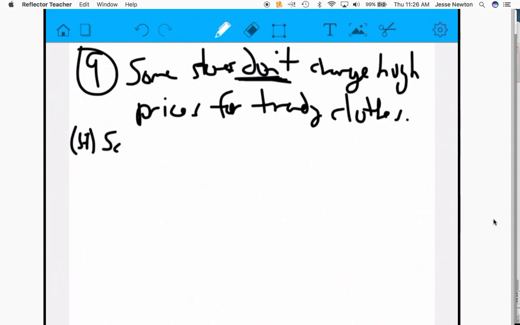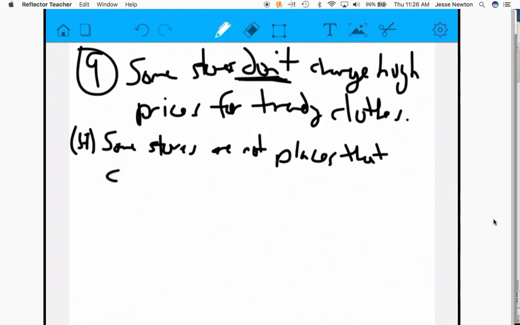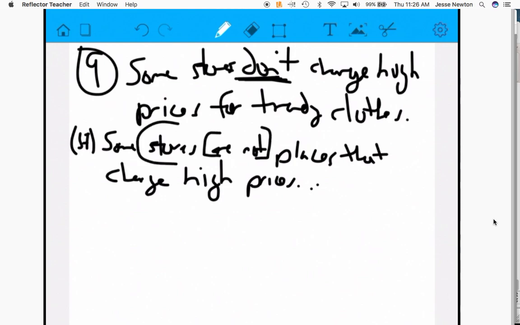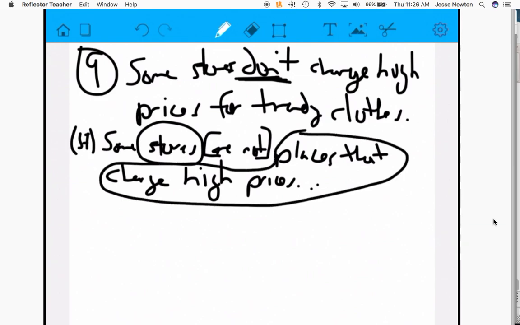So what we're going to say is some stores are not places that charge high prices, and I'm not going to write the rest out. So notice here is our copula right here. Here is our subject term, and then all of this is going to be our predicate term.